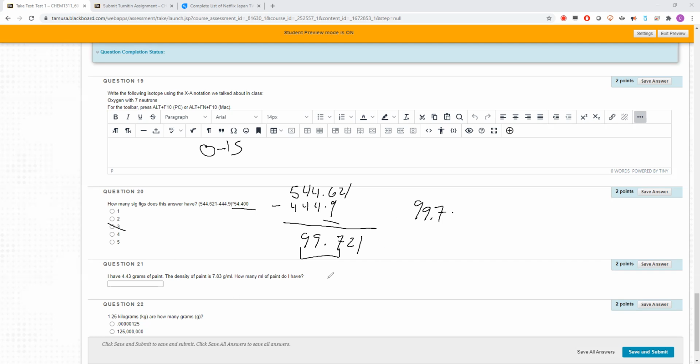Right. I have 4.43 grams of paint. How many milliliters of paint do I have? That's the density. So my answer should be in milliliters. So if I have 4.43 grams of paint, and for every 7.83 grams, I have 1 milliliter. Grams cancel out. My units is milliliters. So the answer here is simply your weight divided by your density gives you a volume.